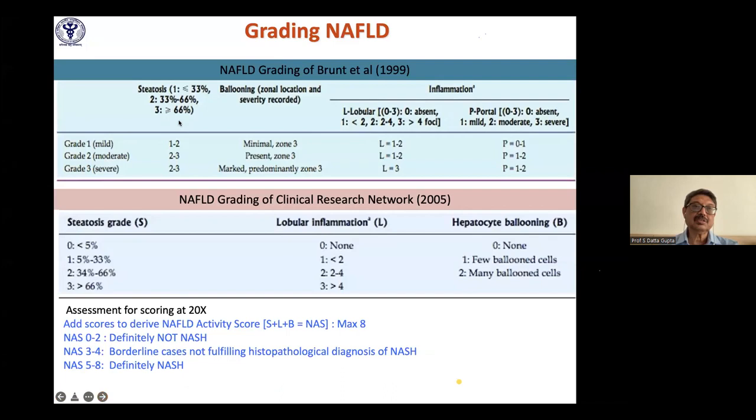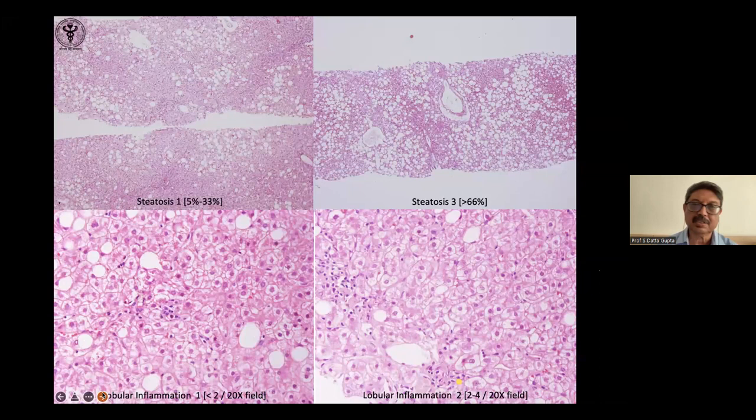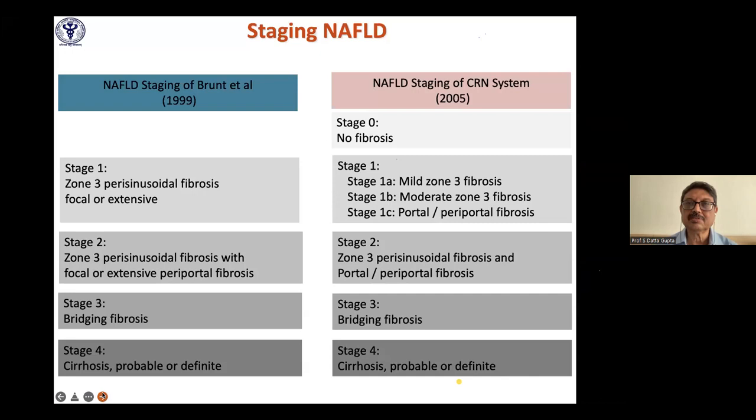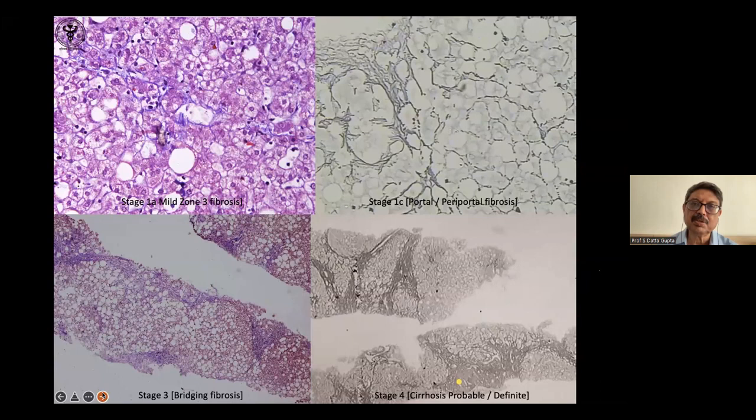In NASH also, you grade steatosis, ballooning, and inflammation, as grade 1, grade 2, grade 3. Similar thing: is it less than 5%, 5 to 30? 5% is the cutoff, because in ultrasound, the minimum that you can find out is 5%. Less than 5% is normal. So this is how you grade steatosis, and then you grade the fibrosis also, how much there is. These grading and staging systems are similar.